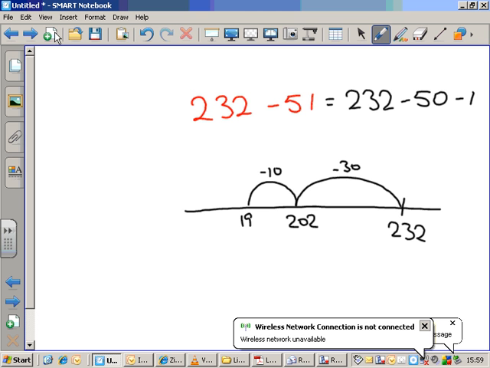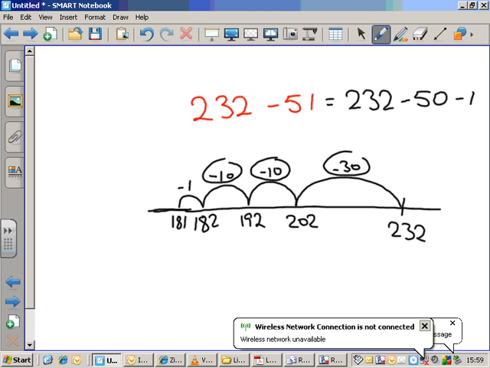200 take away 10 is 190, isn't it? So that'll be 192. And take away 10 more, 182. I've taken away 50 there, haven't I? 30, 10, and 10 is 50. Take away 1 more. My magic line gets longer. Take away 1 more is 181. And there's your answer.